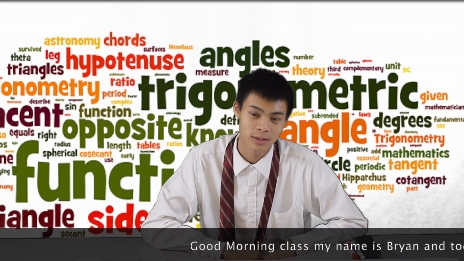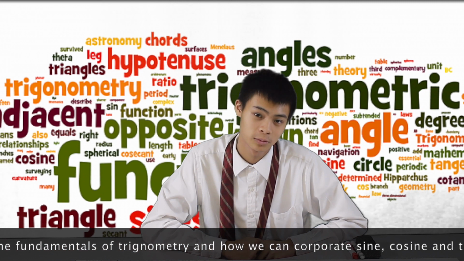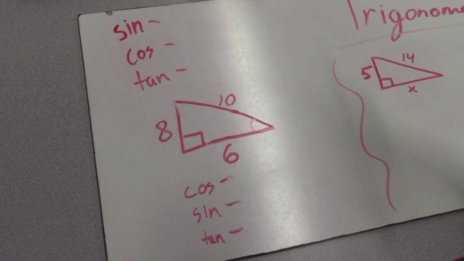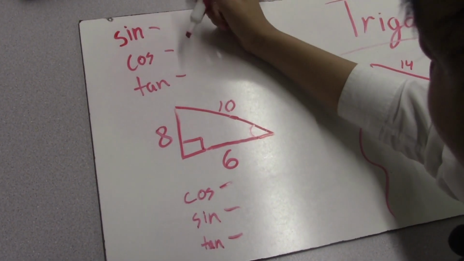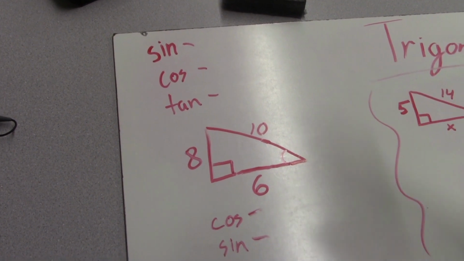Good morning, class. My name is Brian. Today we will be learning the fundamentals of trigonometry and how we can incorporate sine, cosine, and tangent. First and foremost, before we begin, we need to know sine, cosine, and tangent. And in order to do that, there's an abbreviation for it, which is SOHCAHTOA.